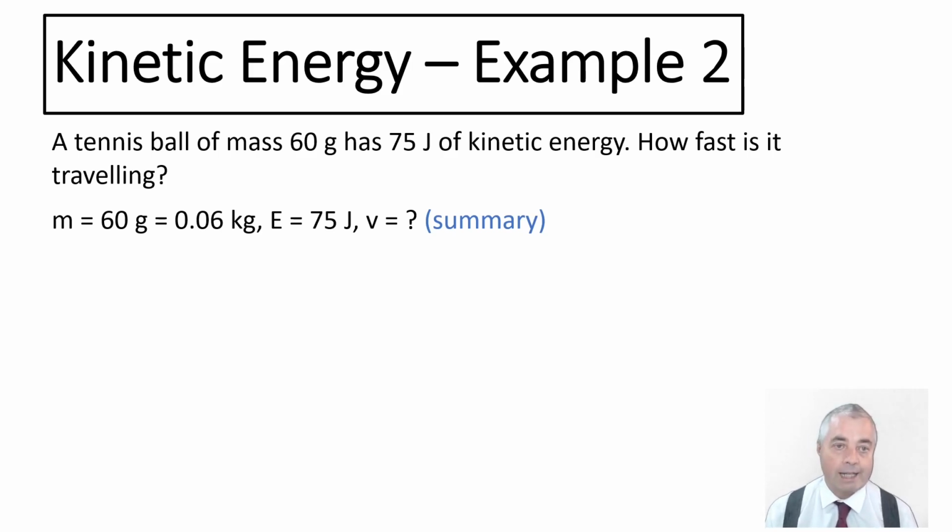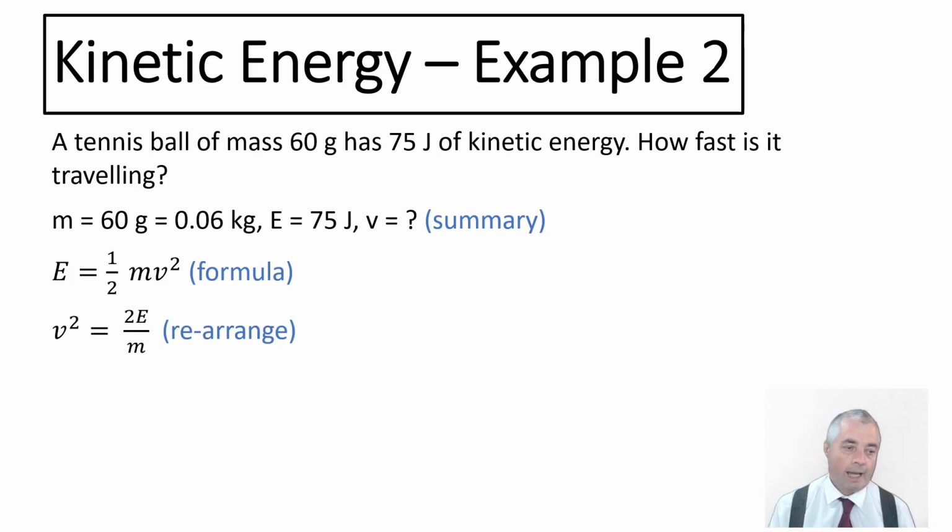And then the next thing I need to do is have a look at what formula I'm going to use. Now, I know what formula I'm going to use because I know it's about using this formula. But we've got a bit of a problem here. This formula is not giving us the speed. It's set up to calculate the energy. So we need to rearrange it. And the way I've rearranged it is I've said, first of all, I need to get V on its own. So I need to get rid of the half. So I multiply both sides by 2. That gets rid of the half. And I divide both sides by M.